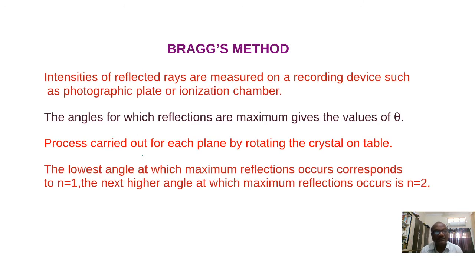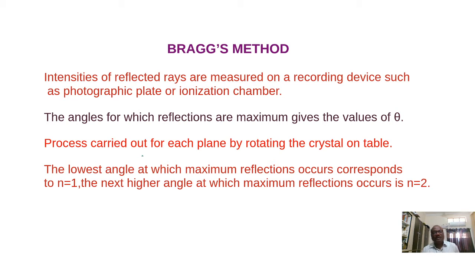You see what the important points in the Bragg's method are. The intensities of reflected rays are measured on a recording device such as a photographic plate or ionization chamber. The angles for which reflections are maximum give the value of theta. The process is carried out for each plane by rotating the crystal on a table, because the table can be rotated by 360 degrees. After observing the theta value from one plane, we can rotate the table to measure the theta value for another plane of the crystal.